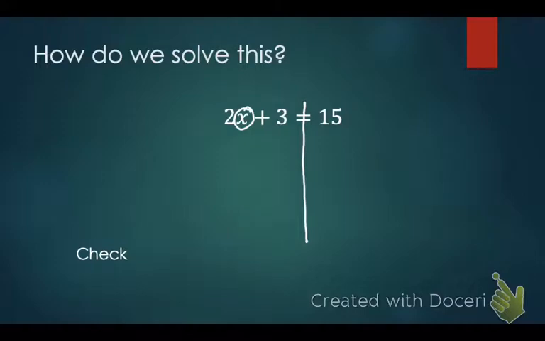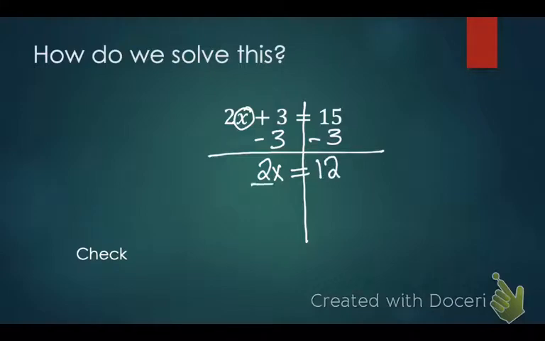First thing we get rid of is the thing furthest from the variable, so that would be the 3. So I'm going to subtract 3 from both sides. I'm going to put a line under to keep myself organized. I'm going to bring down the 2x. 15 minus 3 is 12. And then I'm going to get rid of the 2 by dividing. x equals 6.